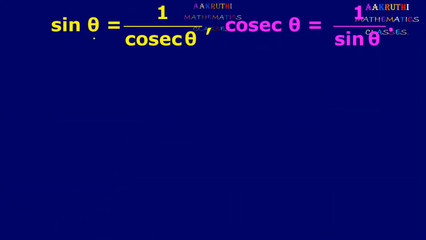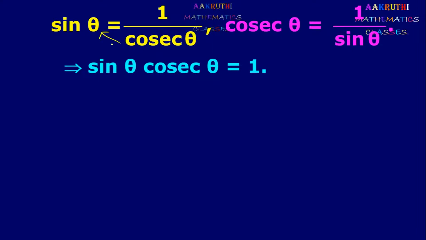So then we have reciprocal relation, sine theta equal to 1 by cosecant theta, and cosecant theta can be written as 1 by sine theta. Using this, if we take cosecant theta to the other side, we get sine theta into cosecant theta is 1. Therefore, sine theta into cosecant theta is always equal to 1.